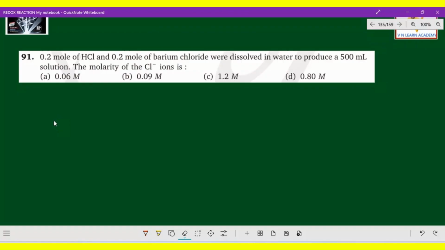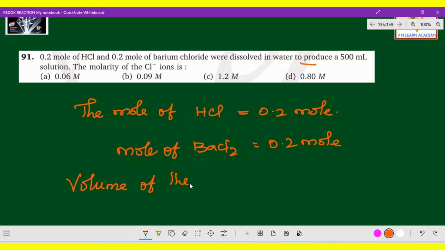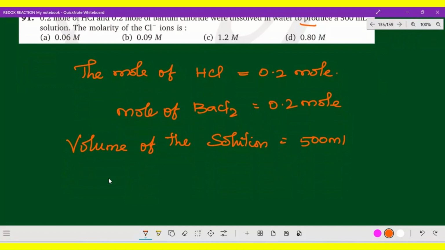So first and foremost, let us identify all the data so that it will be easy for us to calculate it. The mole of HCl, how much? 0.2 mole. And the same way, mole of barium chloride, BaCl2, how much? This also they mentioned 0.2 mole. Now volume of the solution. Water produced 500 ml solution. Volume of the solution, how much is it? 500 ml.